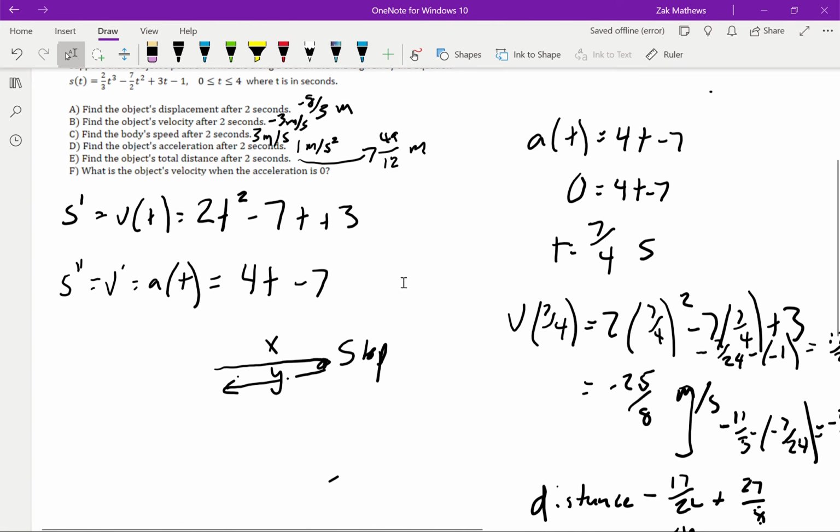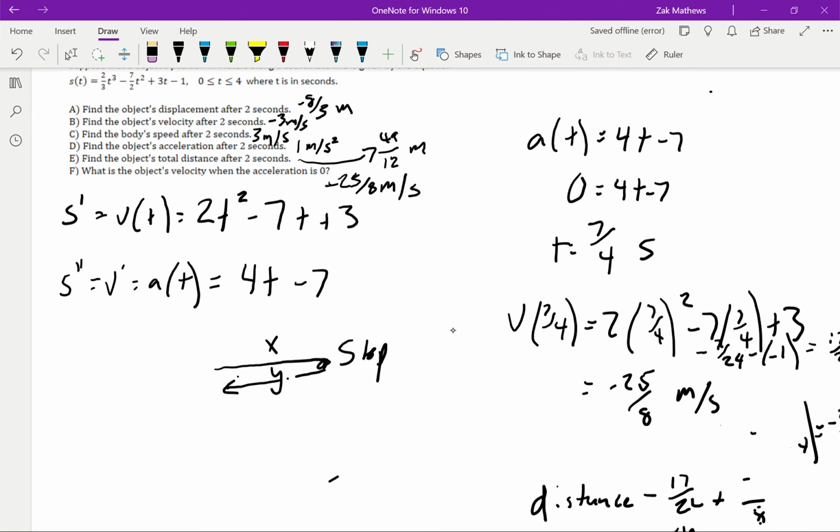Don't know what happened there. It should have been, I must have hit a wrong key, -25/8 meters per second. My work has, there it is. It's just gone scrunched in with the other stuff. All right, so there is our final answer. And again, because we're asked for velocity, we do want to keep that sign, the negative.